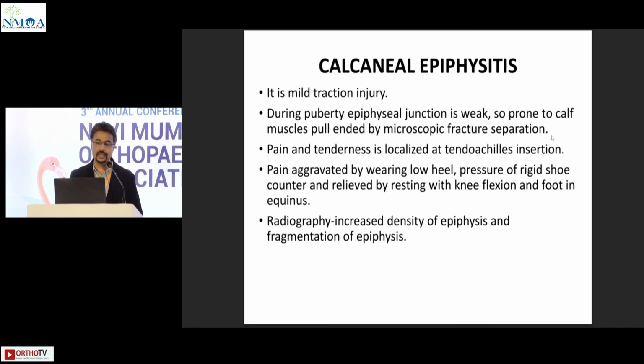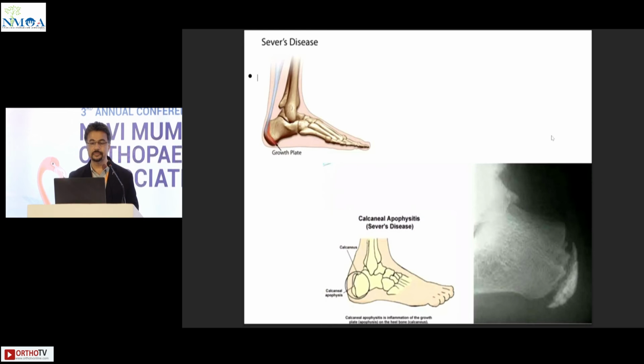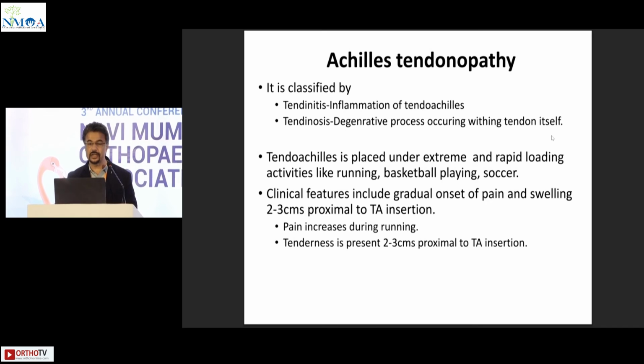The other thing is calcaneal apophysitis. During puberty, the epiphyseal junction is weak, so it is prone to the pull of the calf muscle, leading to microscopic fracture separation. Pain and tenderness are at the area where you have the insertion of the tendo-Achilles into the posterior part of the calcaneum. Radiography shows increased density and fragmentation of the epiphyses. Now you can see these are the pictures of epiphysitis.